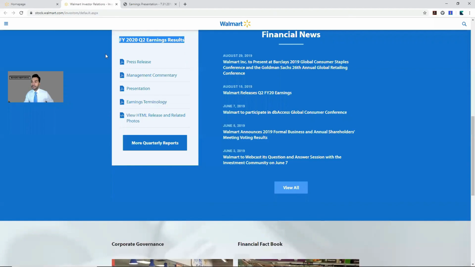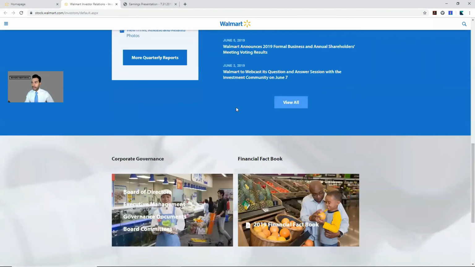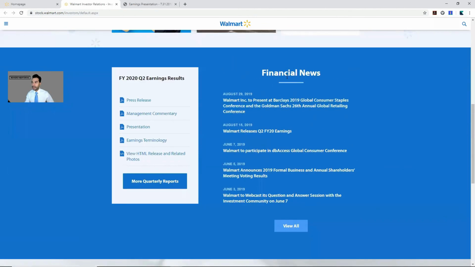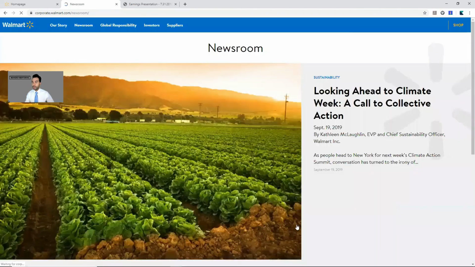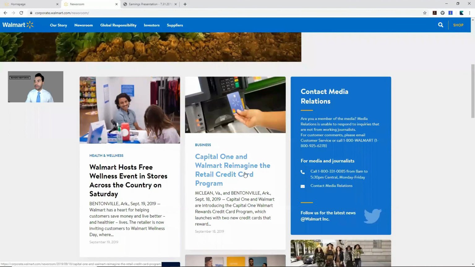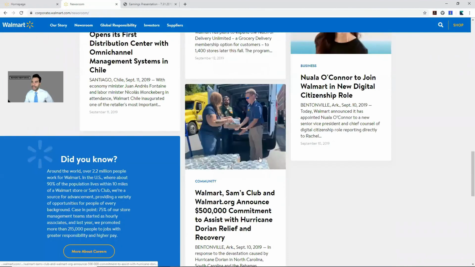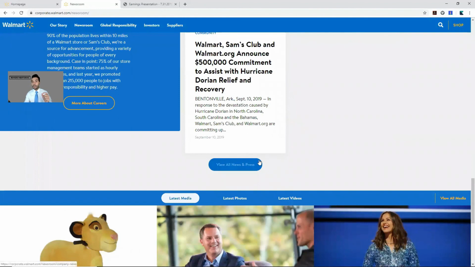So you have to navigate the investor relations part of every company very diligently. You have to spend a considerable amount of time. Here's financial news, view all. And I will say when you're performing due diligence, you want to read at least the last 24 months of press releases. Not saying that you have to read each and every one, but the headline.